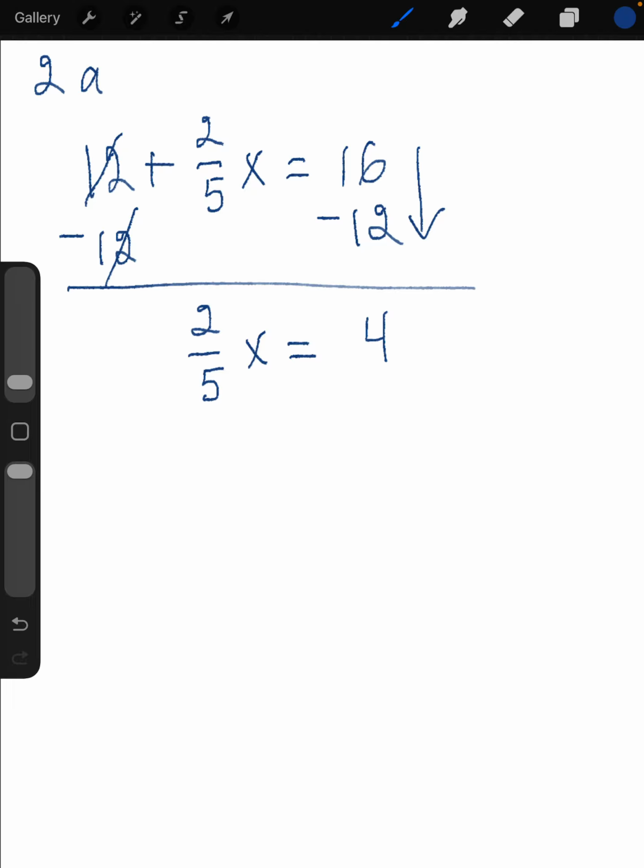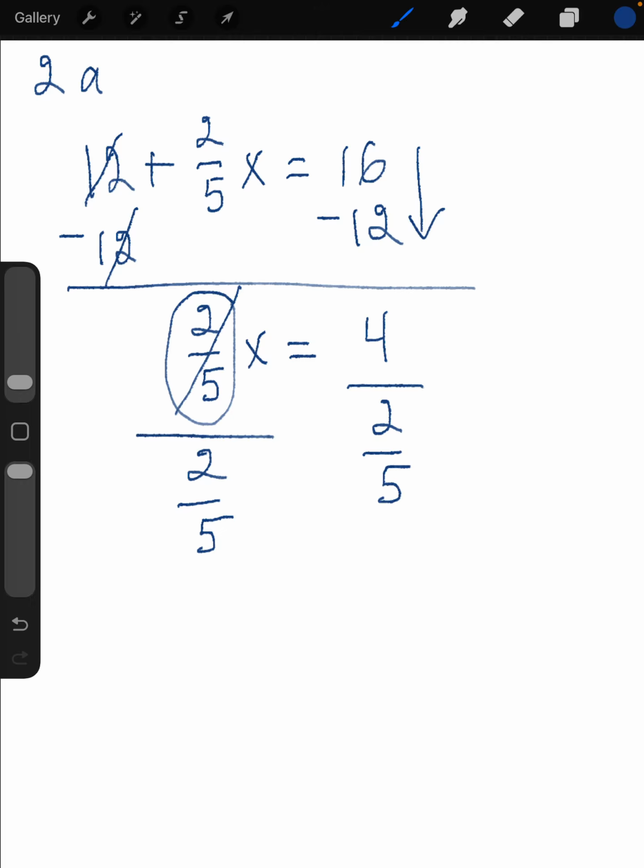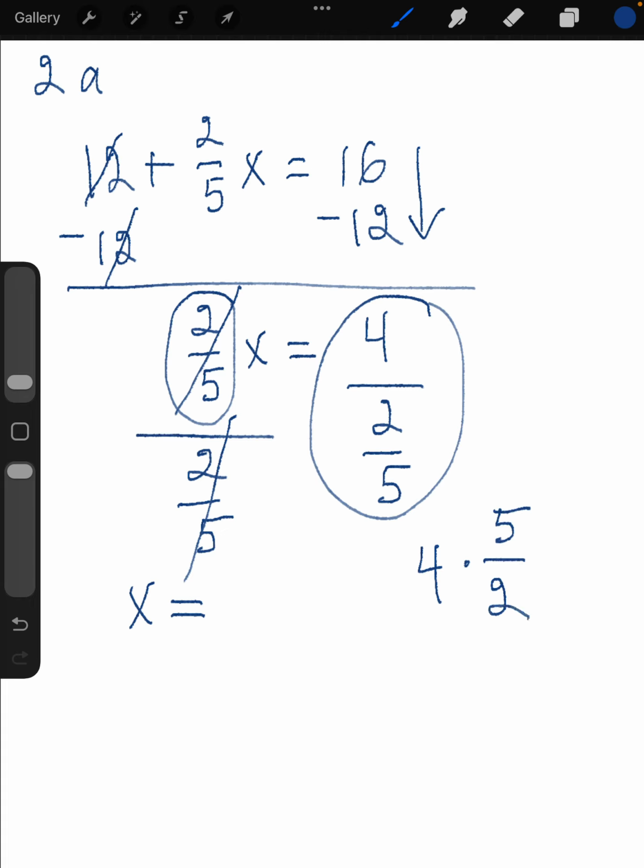And now we're going to take the next step, which is, since this is a multiplication, in order to remove 2/5, we're going to have to divide by 2/5. And once again, we perform this on both sides of the equation. Now, 2/5 divided by 2/5 is going to equal 1. 1x equals x, right? X is by itself now, so we can see the light at the end of the tunnel. Now, in order to divide 4 by 2/5, we perform the multiplication on a flipped fraction, right? We flipped 2/5 and multiplied by 4.